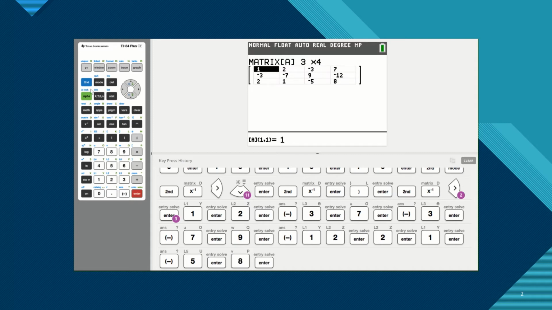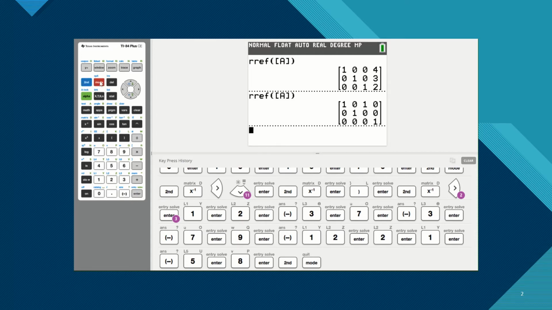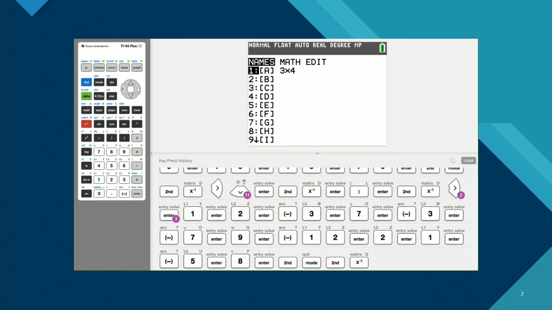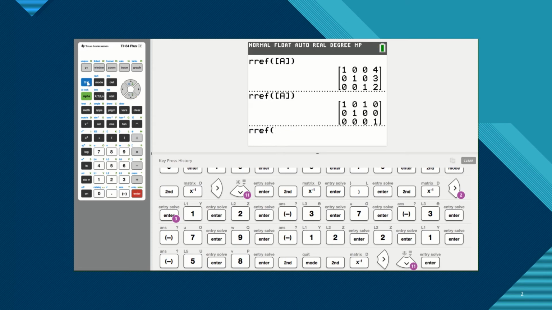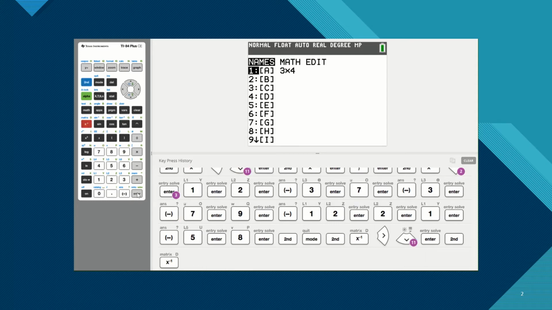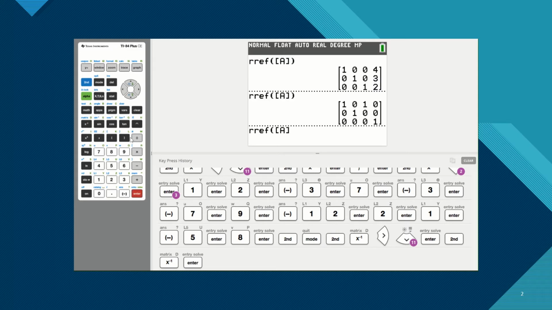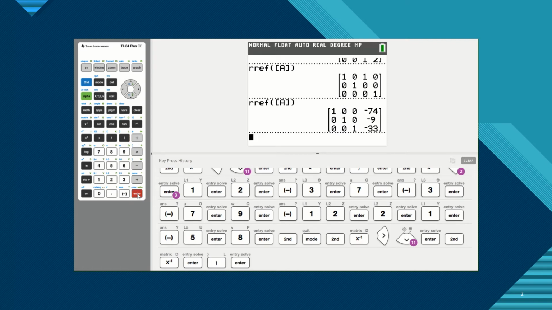All right, now I'm going to hit second quit, get out of this. Then I'm going back into matrix, second matrix. This time I'm choosing the math function, and I'm going to scroll down to option B, which is reduced row echelon form, RREF. Hit enter, and I'm going back again into the matrix because I'm going to select matrix A. That's where I put that information. It's already highlighted, so I'm going to hit enter and close my parentheses and hit enter again, and there is my solution.